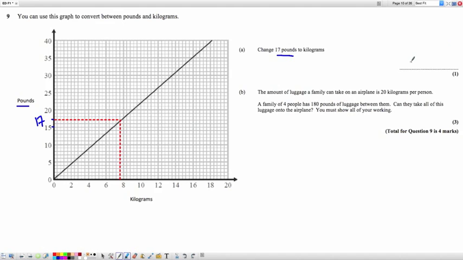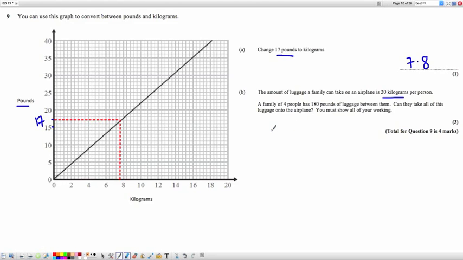And we're looking here, reading from the scale, approximately 7.8. Part B, the amount of luggage a family can take on an aeroplane is 20 kilograms per person. We have a family of 4 which has 180 pounds of luggage between them. We're asked, can they take all of these onto the plane?